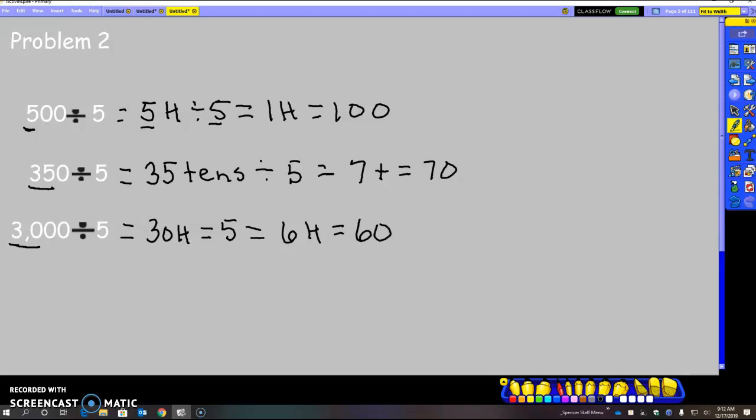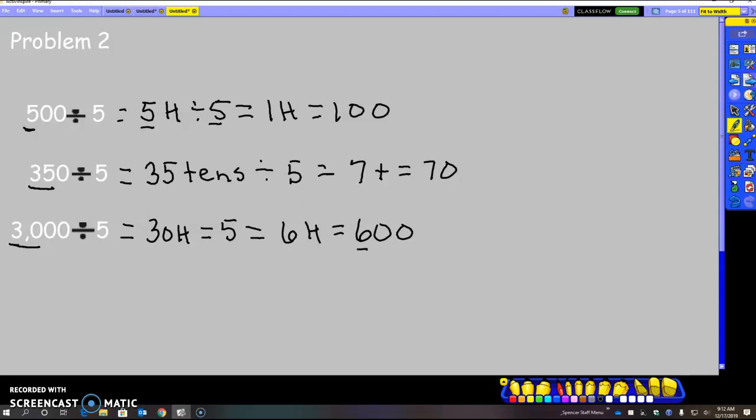So 6 hundreds. Again, I can check all of these myself. I know that I have the right answer if I can multiply 600 by 5 and get 3,000. And that's exactly what I get. 70 times 5 gets me 350. So you can always think backwards with multiplication.